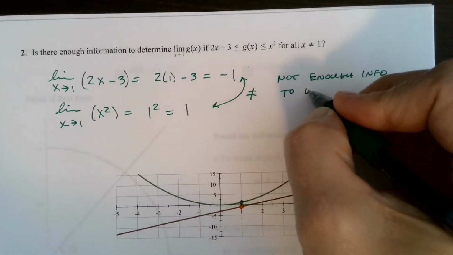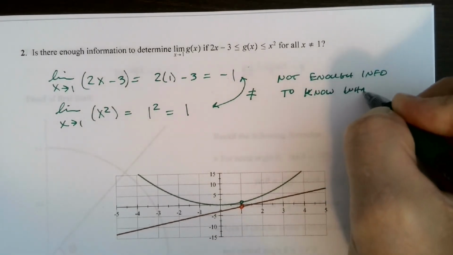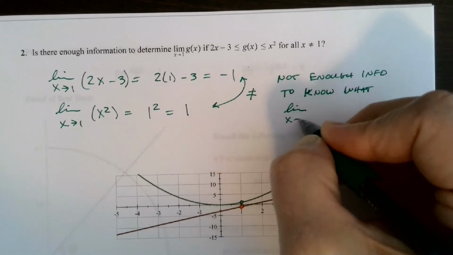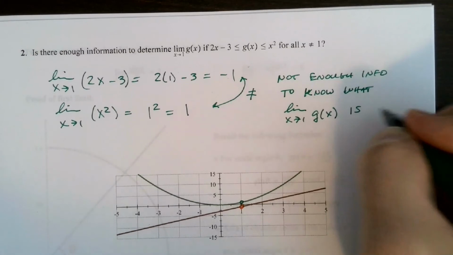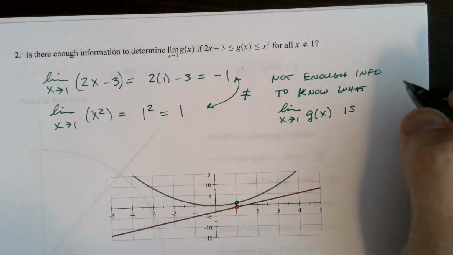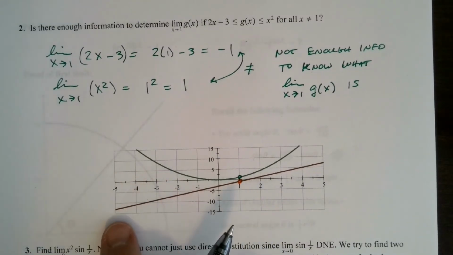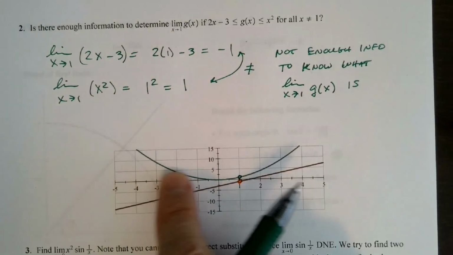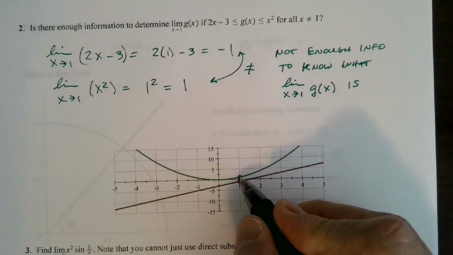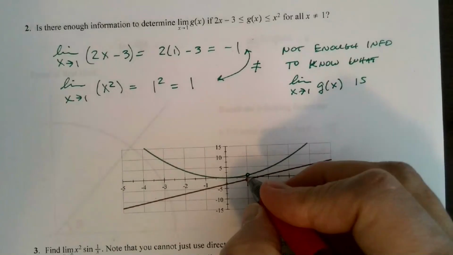And so there is not enough information to know what the limit is as x approaches 1 of g of x. It may not even be defined. Here's a picture of the situation. Here's 2x minus 3, the linear function, and here's x squared, the parabola. And you can see at 1, there's holes there. We don't know what's going on exactly there. But our function is squeezed between these two. Yeah, but it's not squeezed down to one single point.